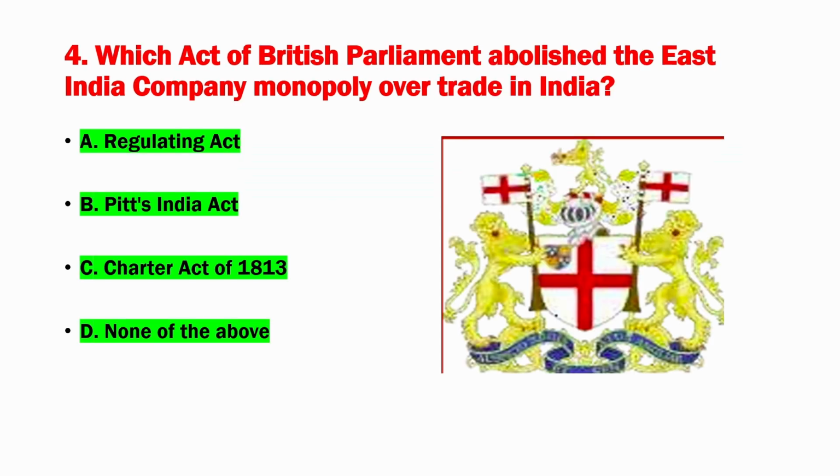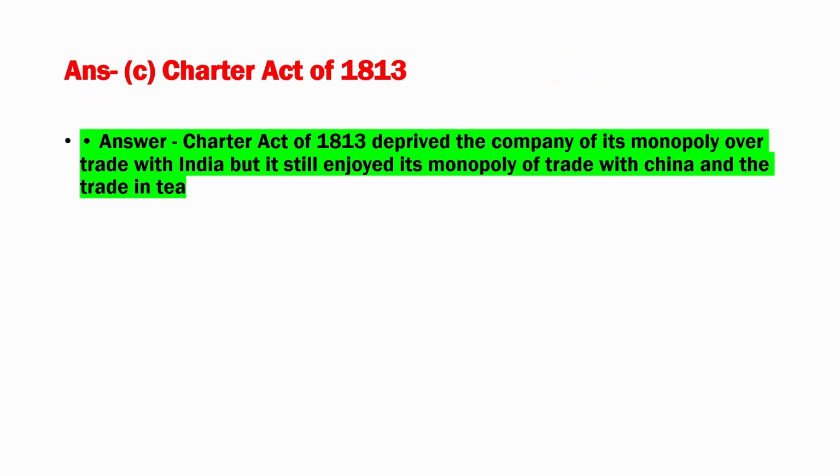4. Which Act of the British Parliament abolished the East India Company's monopoly over trade in India? The correct answer is C, Charter Act of 1813. The Charter Act of 1813 deprived the company of its monopoly over trade with India, but it still enjoyed its monopoly of trade with China and the trade in tea.